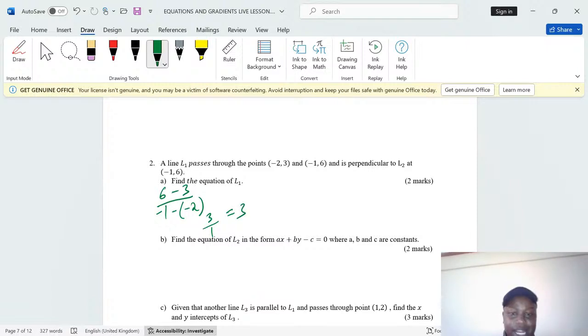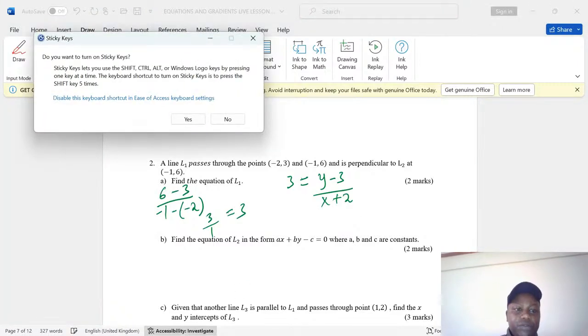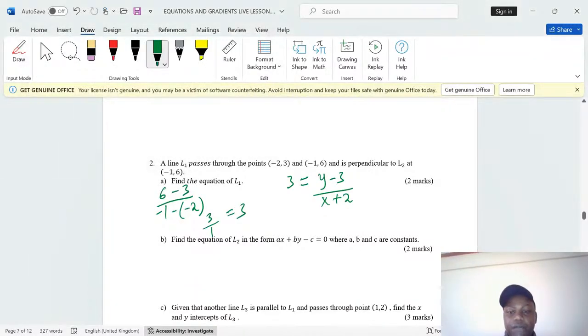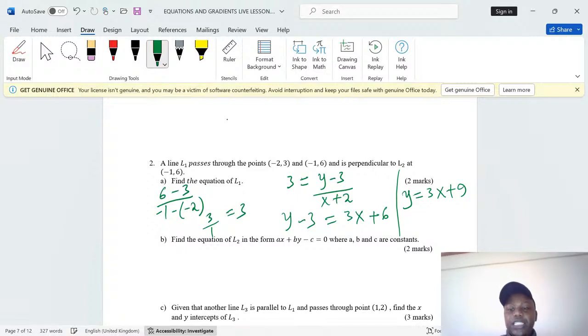Now we can express our gradient so that we may get the equation. 3 equals change in y, so y minus 3, out of change in x, x minus -2, which becomes a positive. Therefore, y minus 3 equals 3x + 6. So now we can have y equals 3x + 9. So this is now the equation of line 1, that is the equation of line 1 in the form y equals mx plus c.